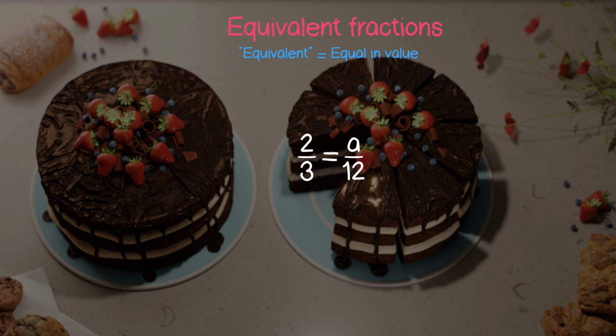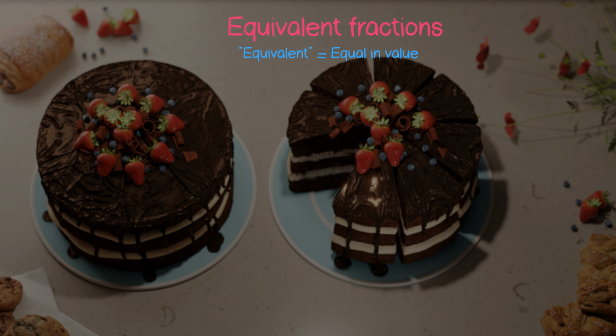So if we make our denominator, 3, become 12 by multiplying it by 4, we do the same to our numerator. We do this because otherwise our fractions would be representing different numbers. So whatever you do to the bottom, you must do to the top. Now we're able to find a. 2 times 4 equals 8, and so a equals 8.